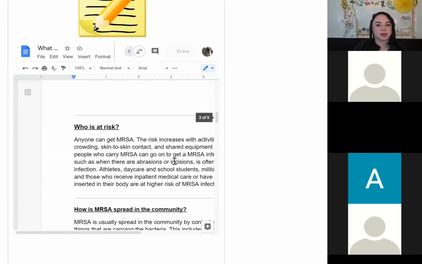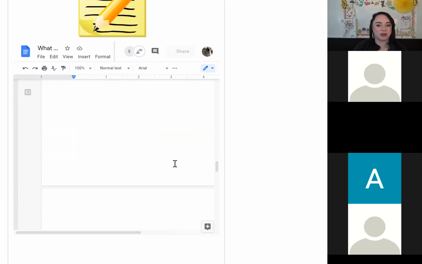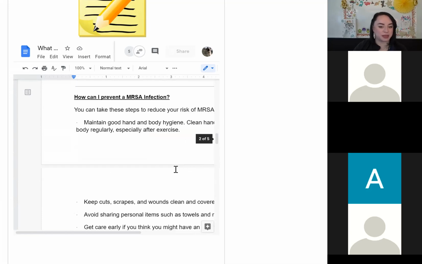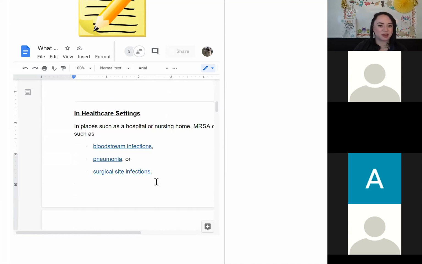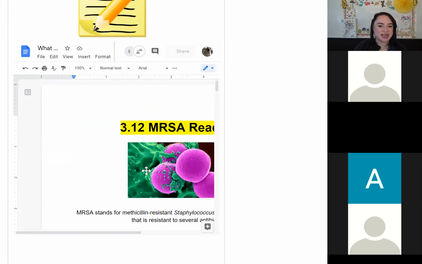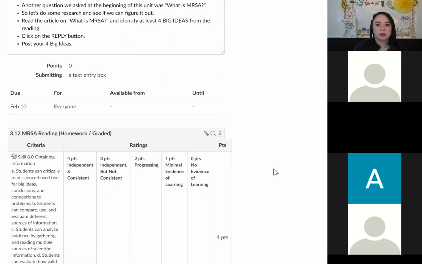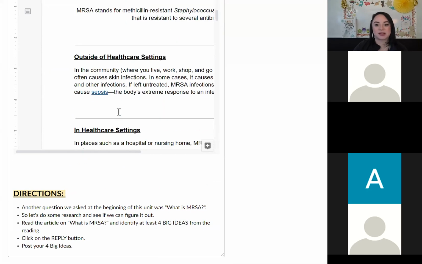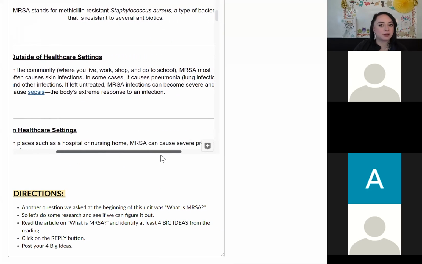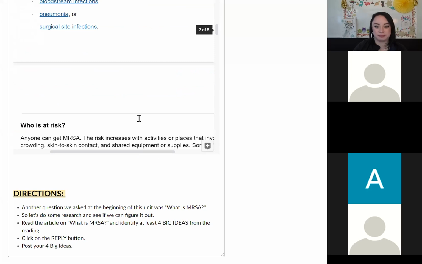So your job is to read this. You can see it's not very long, okay? There's a lot of blank pages, that's my fault. But it's a little over 2 pages, but look at also all the white space, okay? So it's not too bad. Your job then is to read this article and identify 4 big ideas or 4 important pieces of information from the reading, okay? Now, a big idea doesn't mean like some overly detailed factoid or piece of information.